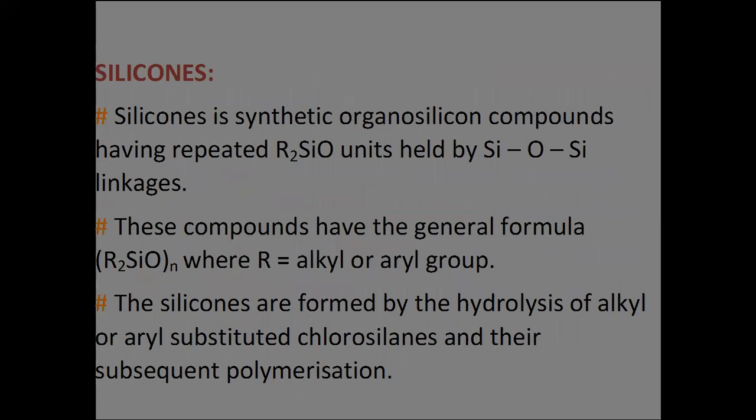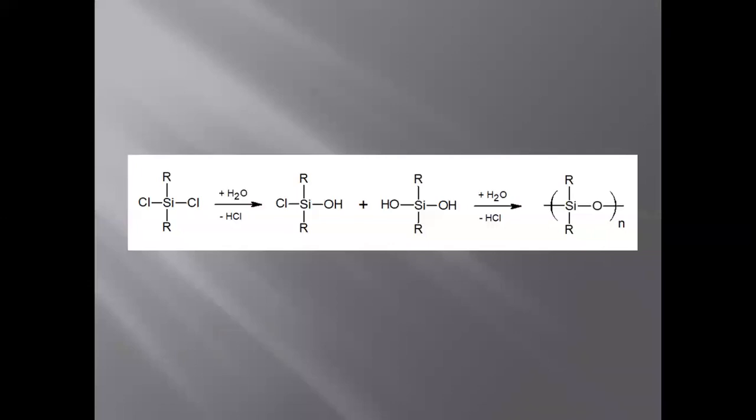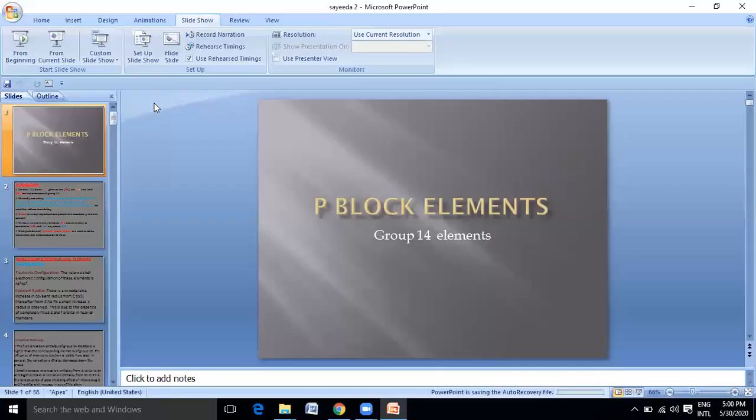Silicones. Silicones are synthetic organosilicon compounds having repeated R2SiO units held by Si-O-Si linkages. These compounds have a general formula of (R2SiO)n, where R is an alkyl or aryl group. Silicones are formed by the hydrolysis of alkyl or aryl substituted chlorosilanes and their subsequent polymerization. So this is how the silicones are formed, and that is all about this topic, the p block elements.